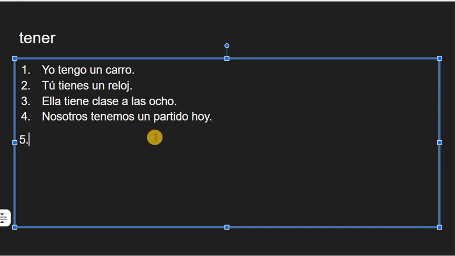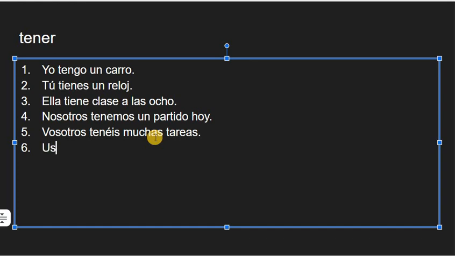And you can go ahead and do the vosotros if you guys want to. Vosotros tenéis muchas tareas. Y'all have a lot of homework, homework in the plural sense.